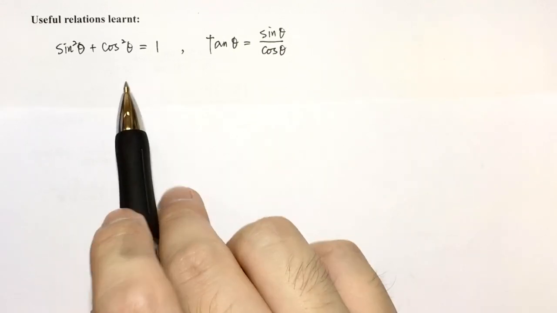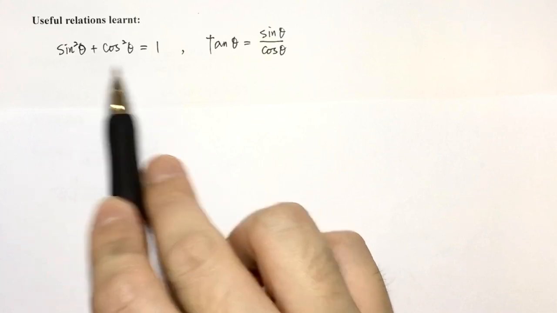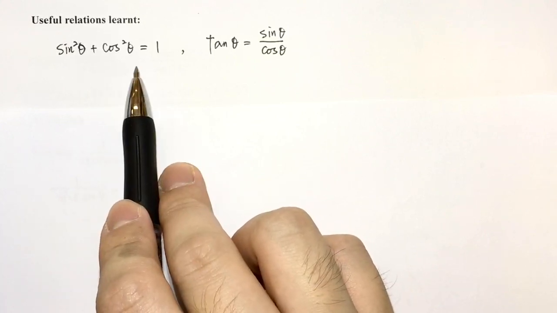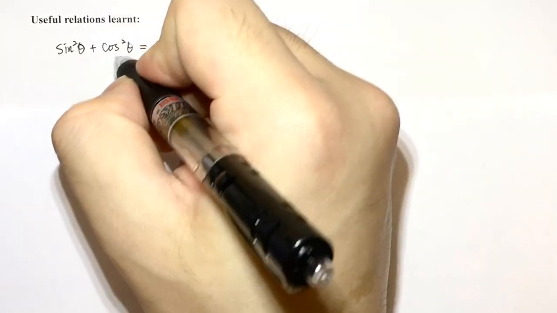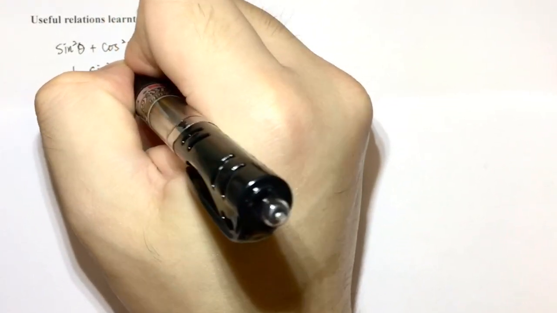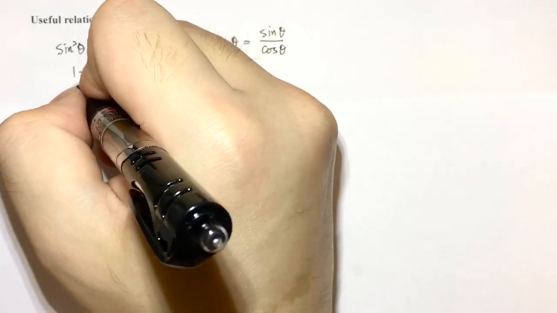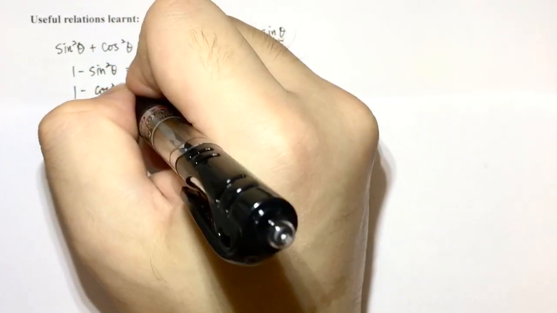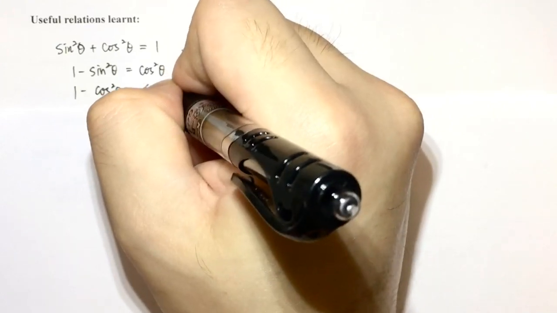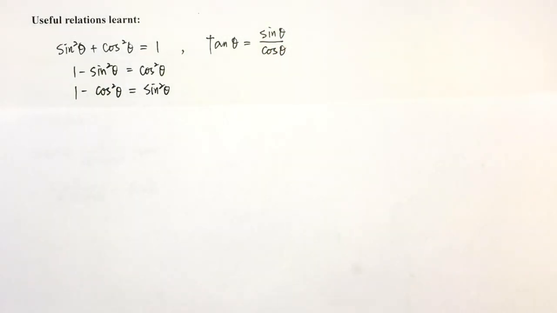And for simplification, sometimes you need to do some variation on the identities here. Sometimes you may need to convert 1 minus sine square theta to cosine square theta, two terms to one term. 1 minus cosine square theta is sine square theta. So you need to make use of these three identities.